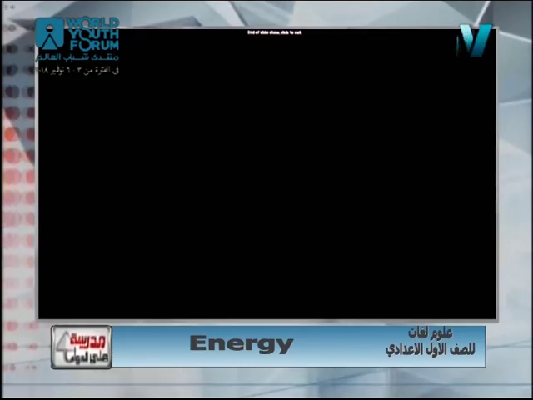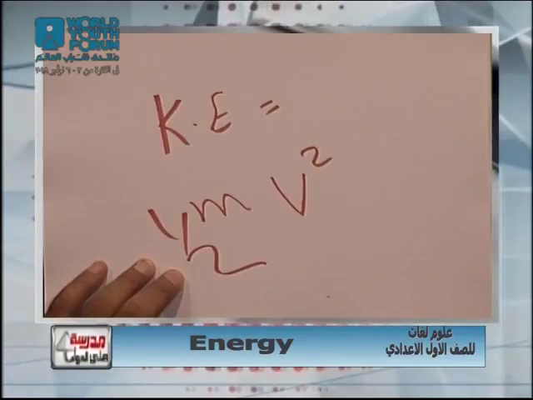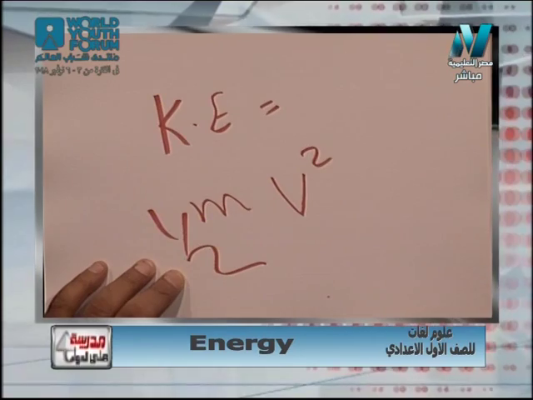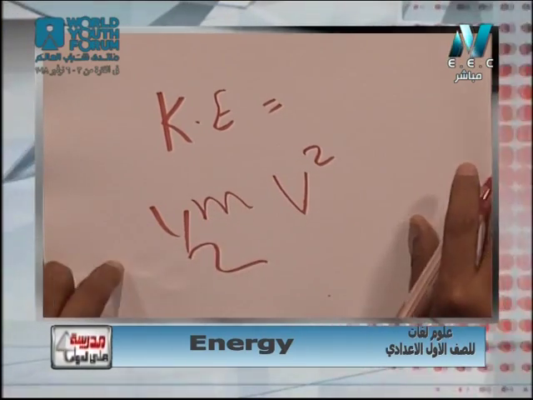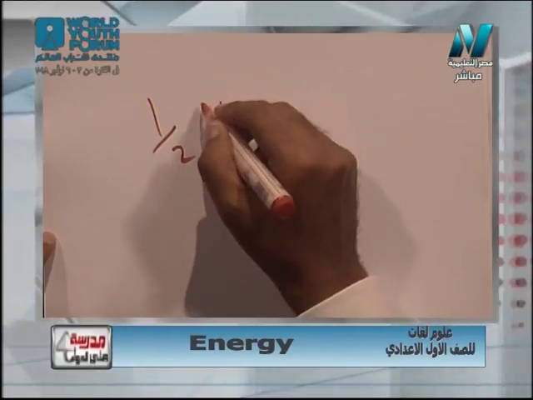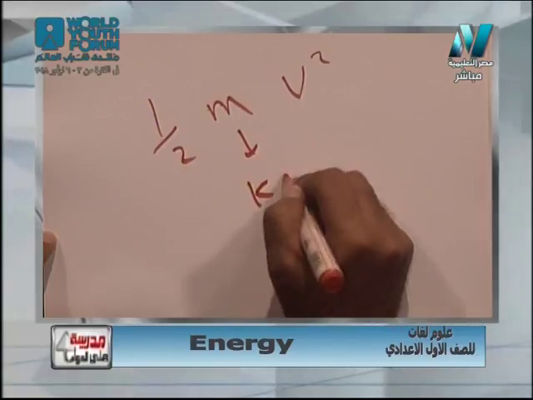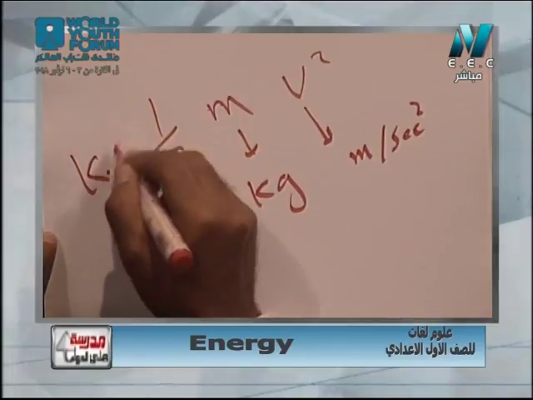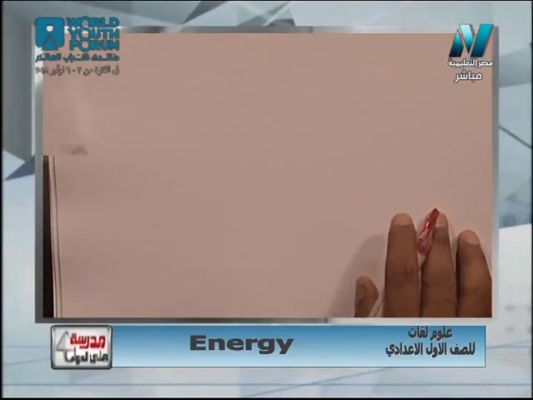So, kinetic energy equals half mass times velocity squared. Half times mass times velocity squared. Okay? Mass here is in kilograms, velocity in meters per second. That is the kinetic energy. Now let's go to this question.